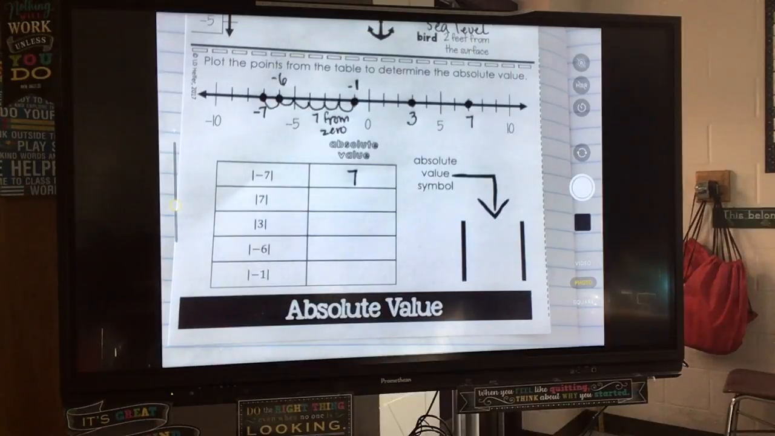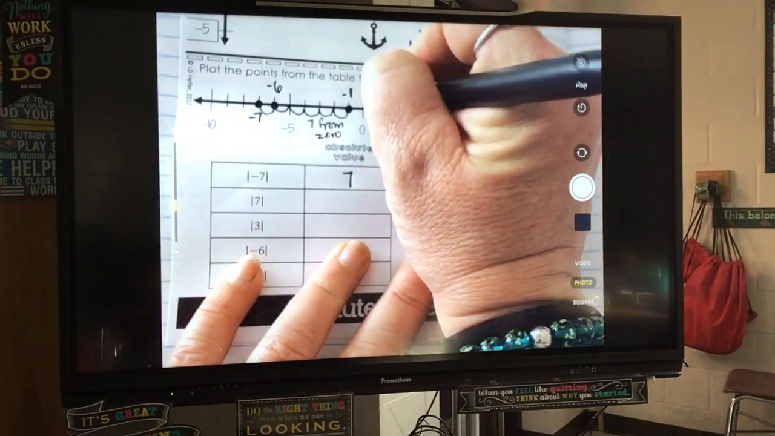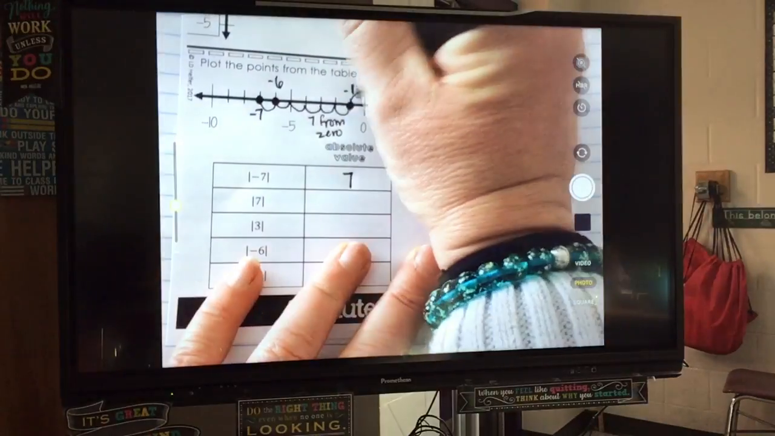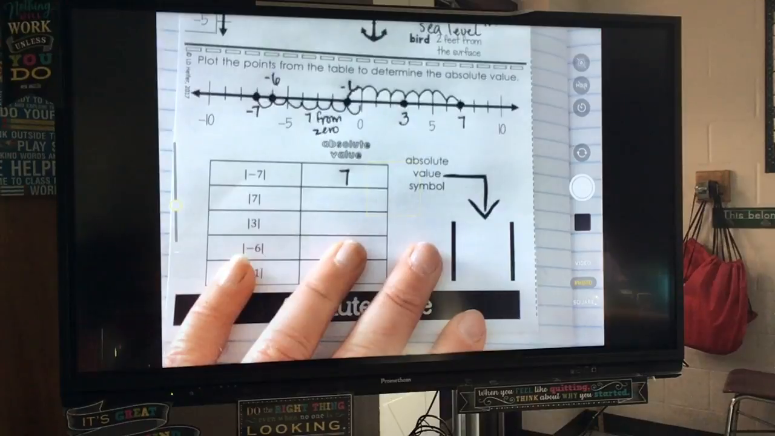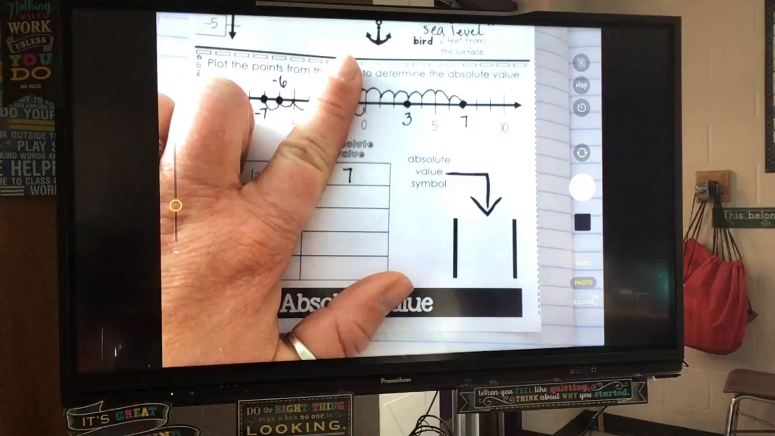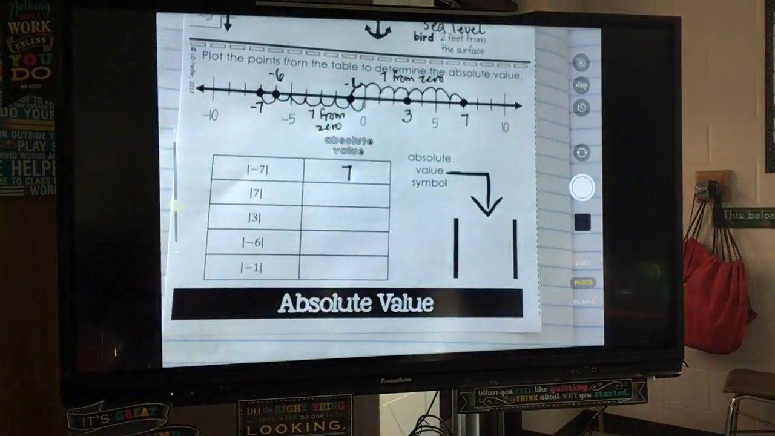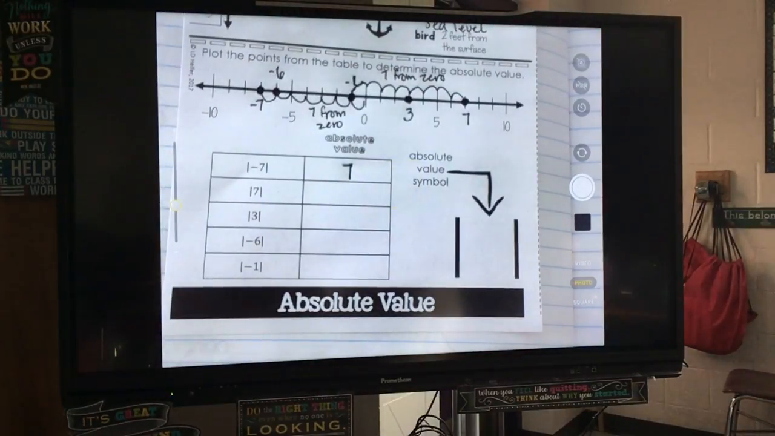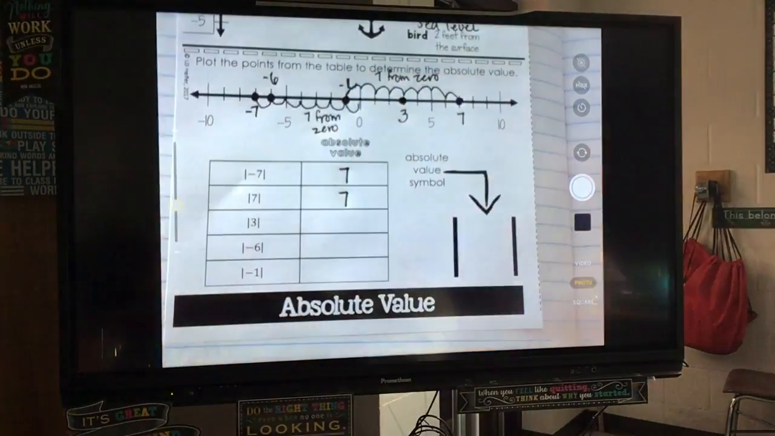All right, so I'm going to ask the same thing for the next one. How many times am I going to hop on my number line? Oops, sorry, I went too far. Went not enough. So looking at this one, how many times did I just hop on my number line? 7. So I'm 7 from 0. So again, regardless if I'm going positive or negative, what is my distance from 0 to 7? Callie? 7. So my absolute value for 7 is 7.